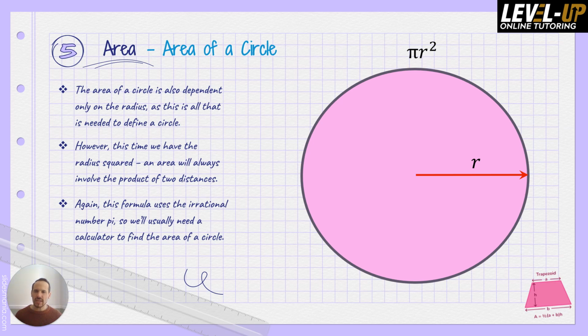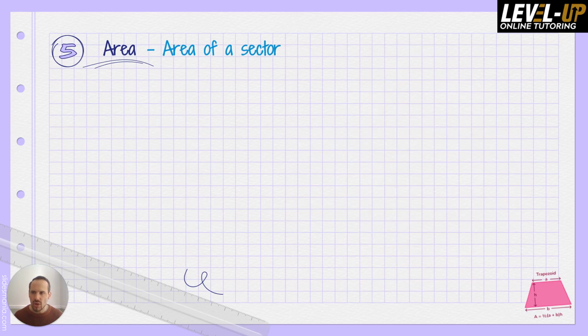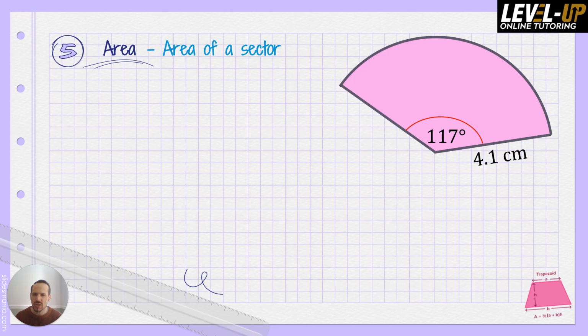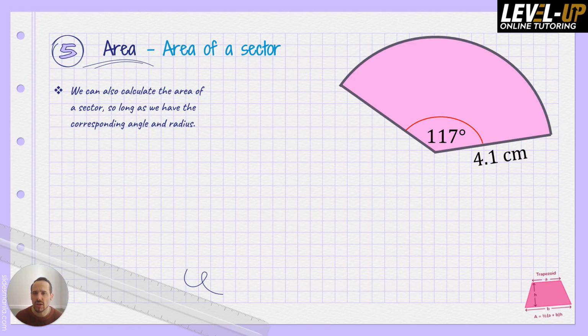So you see how we get that radius squared, because any formula for area is always going to involve a distance times another distance. And again, this uses the irrational number pi. So we know how to calculate the area of a circle. We can use this to then calculate the area of a sector, in the same way we calculated the length of an arc earlier.